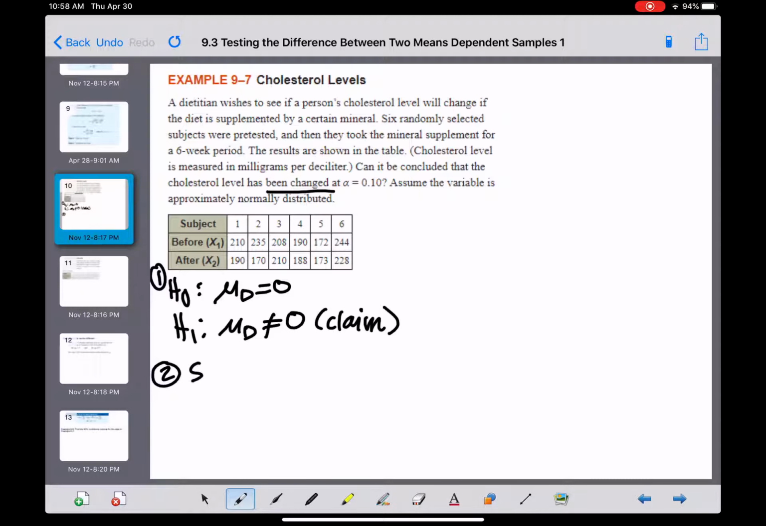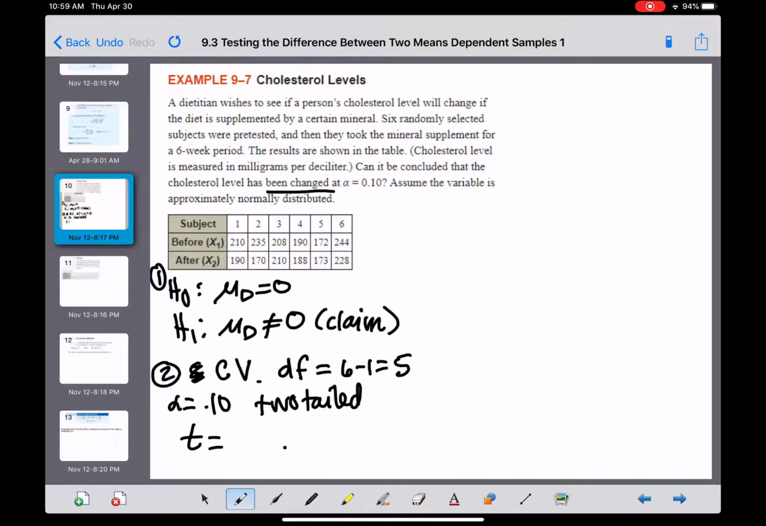Step 2 is finding our critical value. We have our degrees of freedom, remember, is 6 minus 1, so 5. We have alpha equals 0.10, and it's two-tailed. So we go to our t distribution because we're doing a t-test. So our t, two tails, alpha is 0.10. That's our second column, and you're going to go down to 5. So our t is plus or minus 2.015.